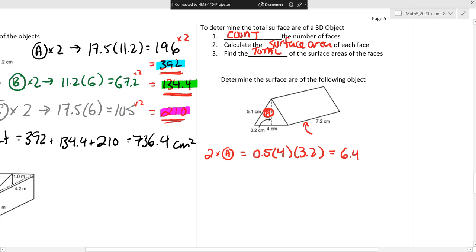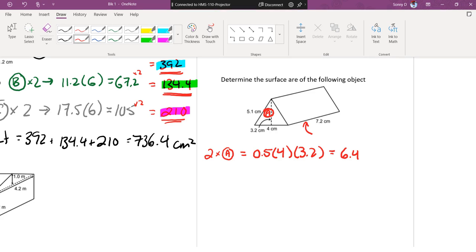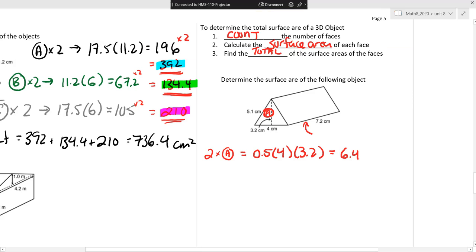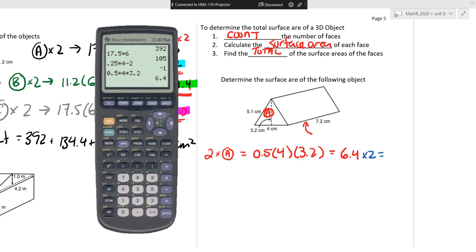But we have 2 of these, so we get our answer, and we need to double it because it's 2 of those sides. So we times it by 2. What does that equal? And so times it by 2, we have 12.8.